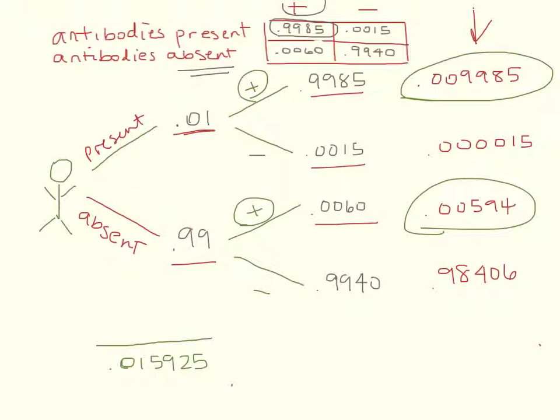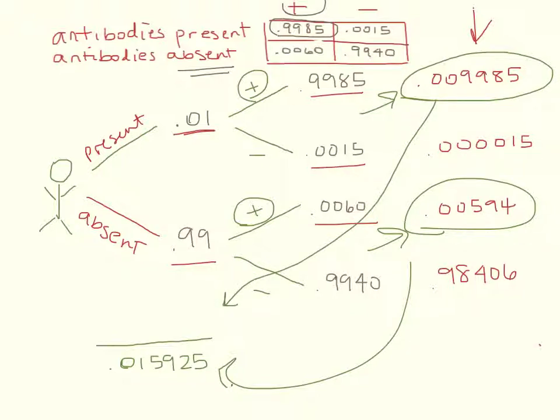Given that we've narrowed down to just those two possibilities, and we've put that in the denominator, what's the probability that the person has antibodies present? We take 0.009985 as our numerator. So this fraction right here is going to give us our probability.